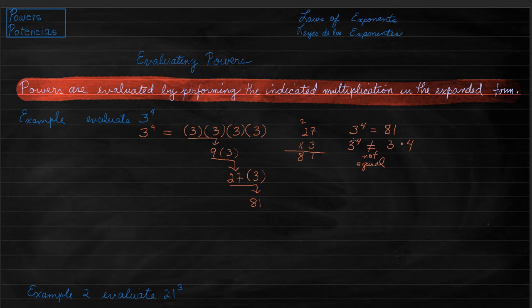So why is this not equal? Because 3 to the 4th power is multiplication of the 3 4 times. But 3 times 4 is actually addition of 3 4 times. We add 3 plus 3 plus 3 plus 3. If we do the addition, 3 plus 3 gives me a 6, 6 plus 3 will give me a 9, and 9 plus 3 will give me a 12.